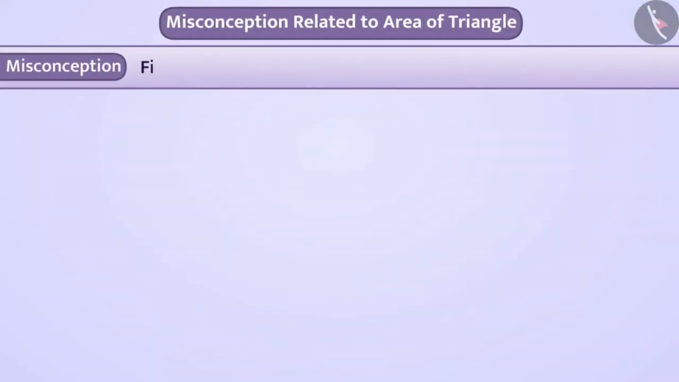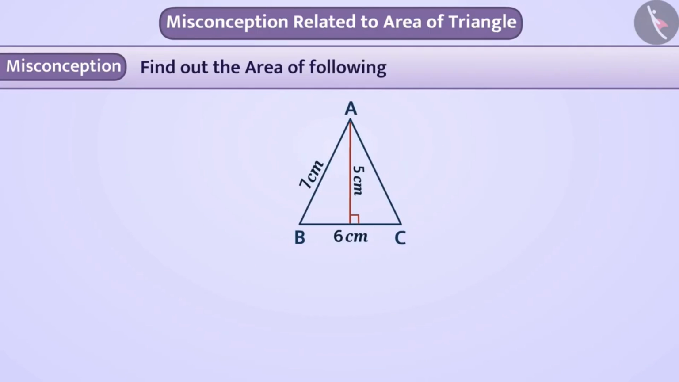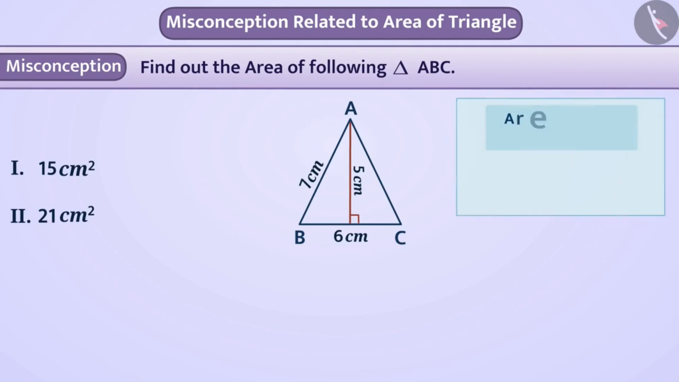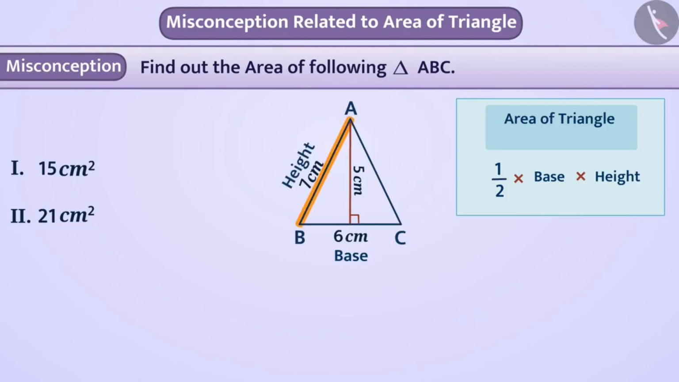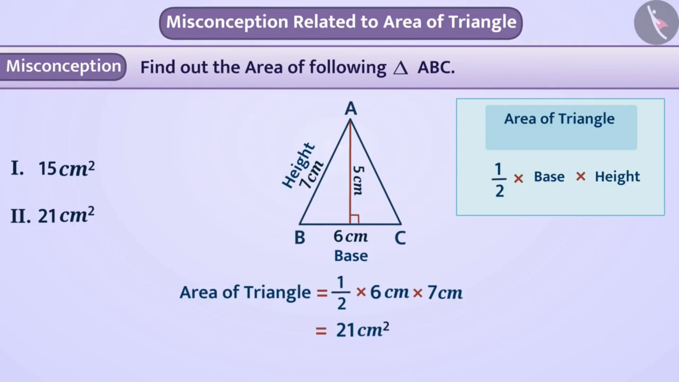Misconception. Find out the area of following triangle ABC. The formula of area of triangle is area of triangle is equal to half multiplied by base multiplied by height. Some children consider side BC as base and other side as height of triangle. Like here, they consider side AB as height that results in an area of triangle as 21 square centimeter. But it is a misconception. That is, option 2 is the wrong answer.